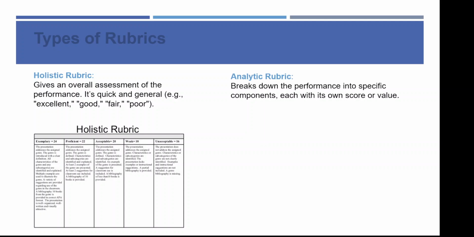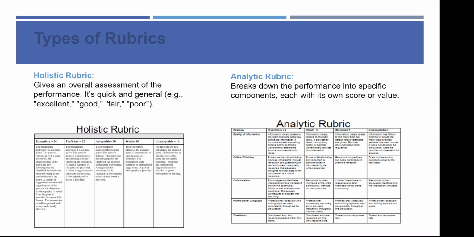The analytic rubric breaks down the performance into specific components, each with its own score or value. For example, here a quality of information is there. Exemplary is 4, good is 3, marginal is 2, unacceptable is 1, like that we have given. And the critical thinking concept category of the collaboration.